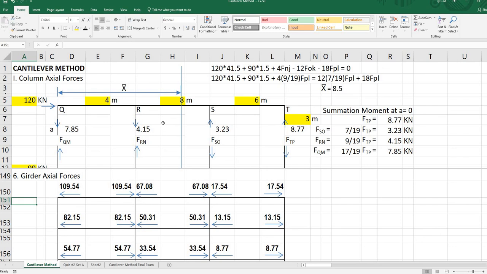Okay, our next topic would be factor method. Ito na yung medyo mas malapit sa katotohanan kasi kino-consider na ni factor method yung rigidity or yung stiffnesses ng columns.